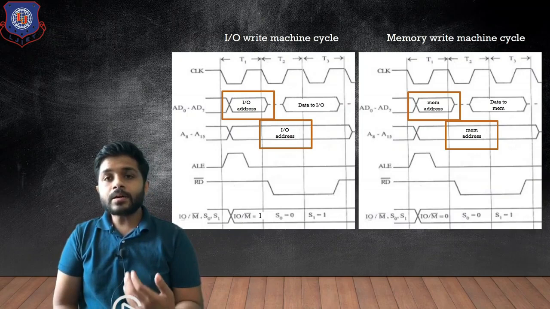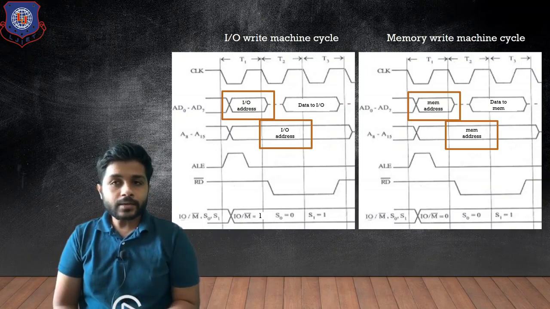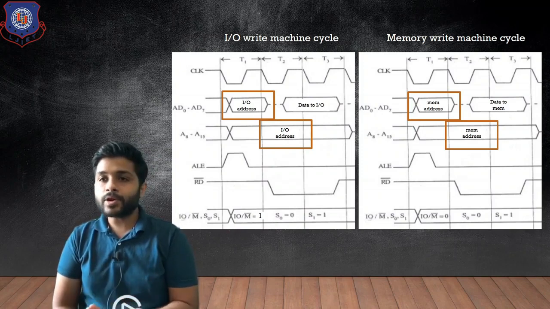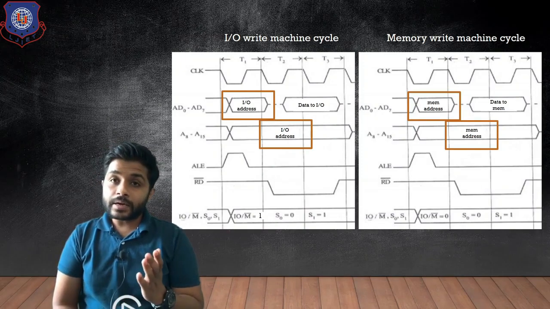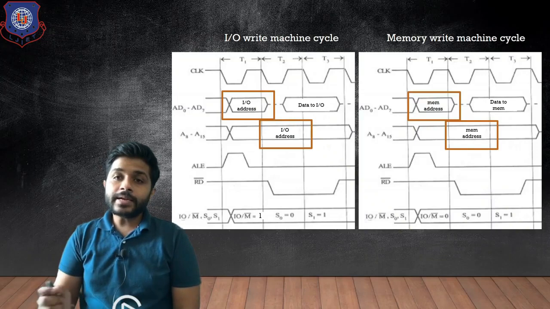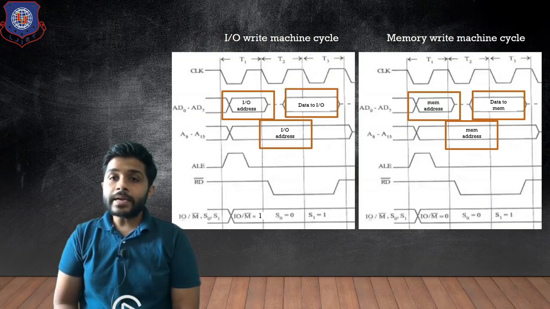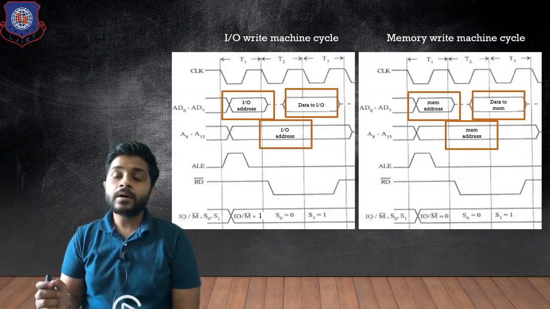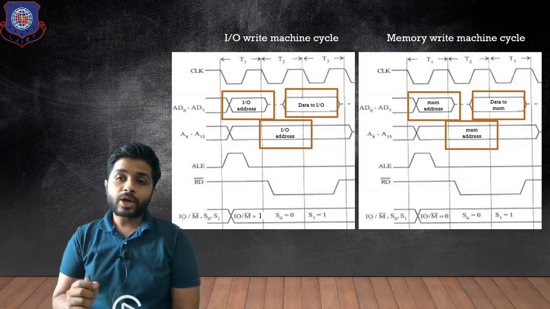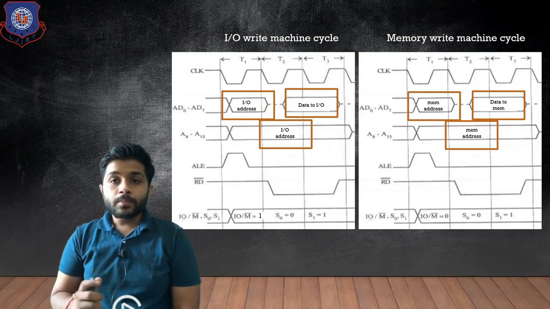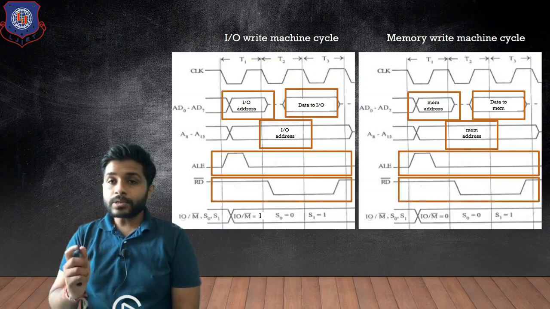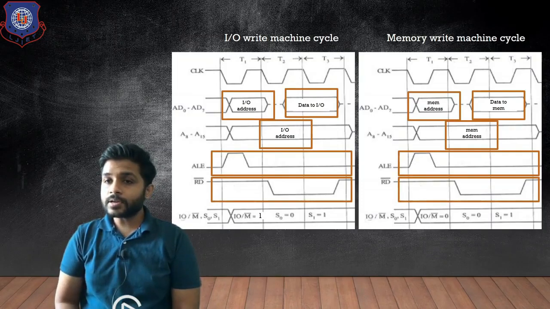For example, in the input output write machine cycle, in the address bus there will be the address of input output device, right? In the memory write machine cycle there will be the address of memory location. In the input output write machine cycle, in the data bus there will be the data from the microprocessor to IO device, and in the memory write machine cycle there will be the data in the data bus from microprocessor to memory.